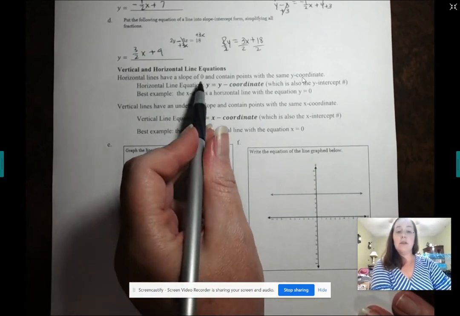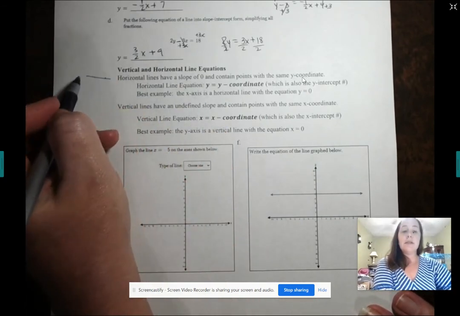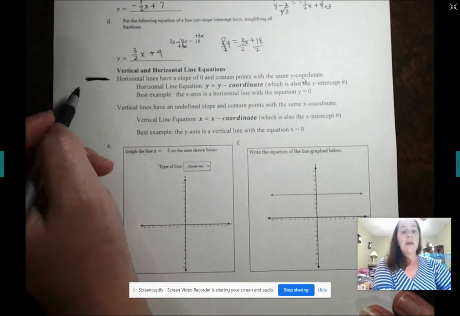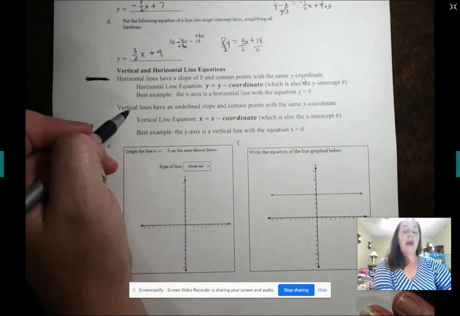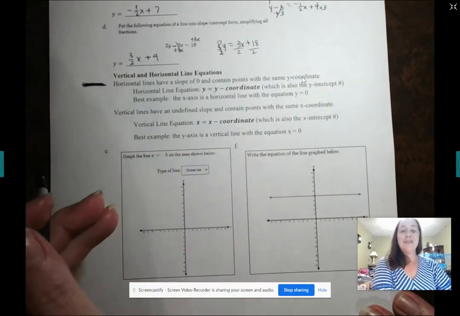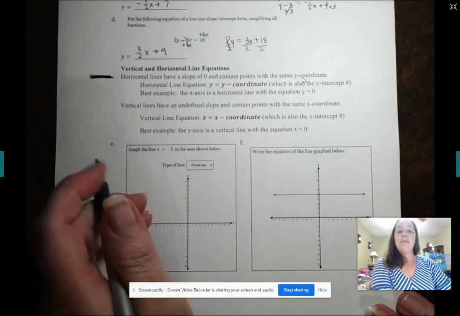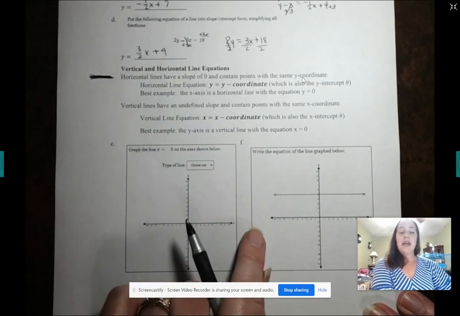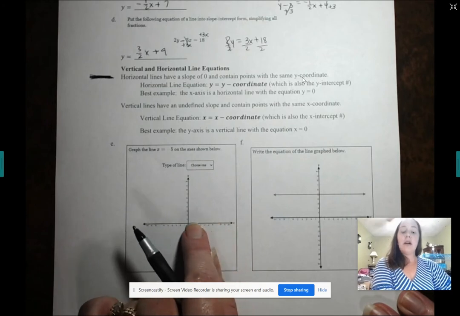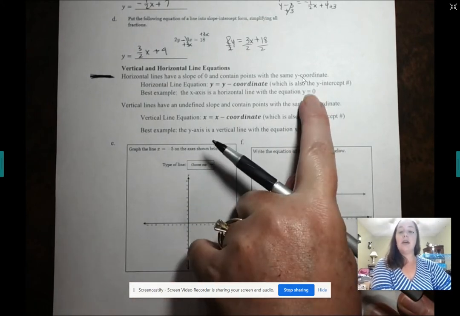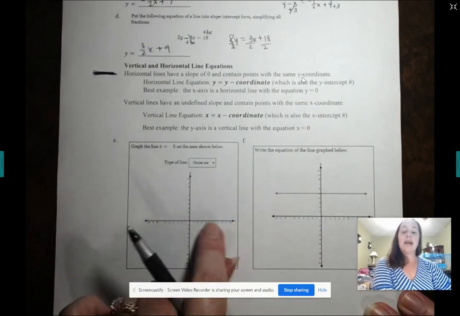Let's review the equations of vertical and horizontal lines. Horizontal lines have a slope of 0. They look like this, right? More horizontal than that, like this. Every point on that line has the same y coordinate, which is why the equation is just y equals that constant y coordinate. The best example of that is the x-axis. It is a horizontal line, and every coordinate on that line has a y value of 0. So the equation is y equals 0 for that horizontal axis.